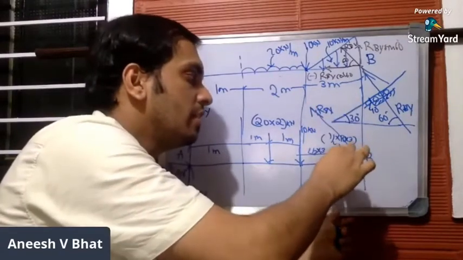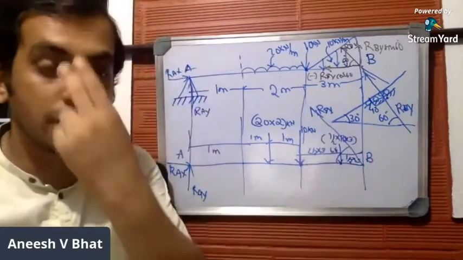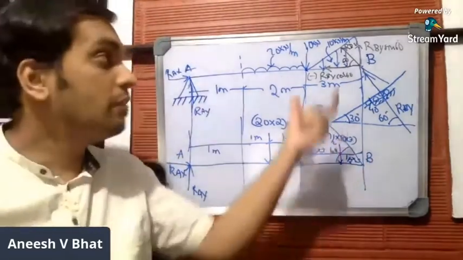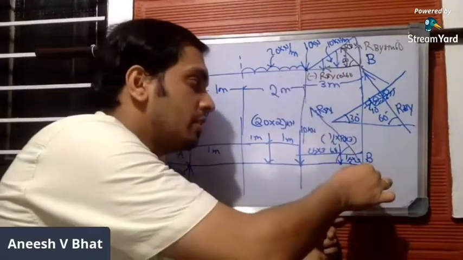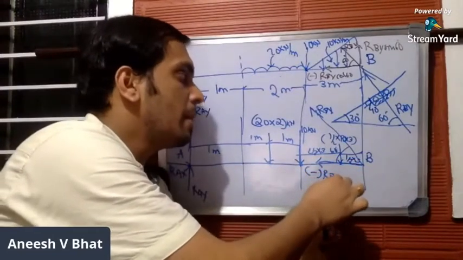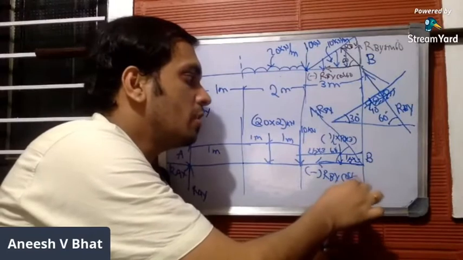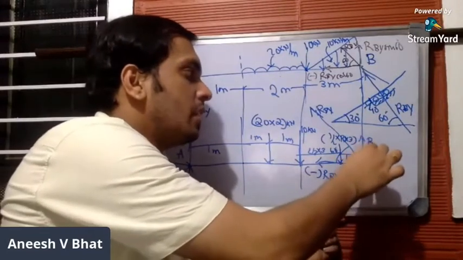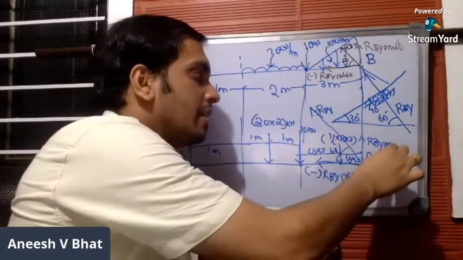Now coming to the point B, the original force RBY will be somewhat in this way, inclined at an angle of 60 degrees. So you have already resolved it into its horizontal and vertical components. The horizontal component of RBY is minus RBY cos 60 and the vertical component is RBY sin 60.